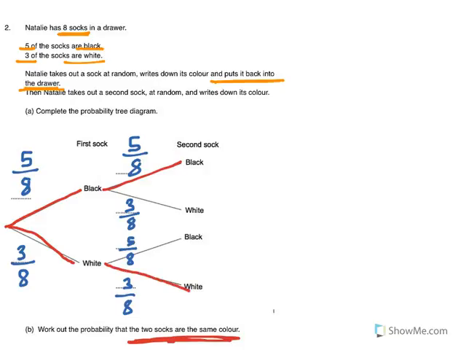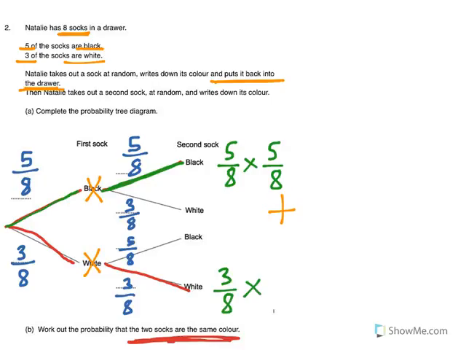What we need to remember now is that we times along the branches and then we add the values going down. So if we times along the branches here, then we get 5 out of 8 times 5 over 8 for the black socks, and then we get 3 out of 8 times 3 out of 8 for the white socks. Okay, so now we need to actually do this, so we need to times those together.